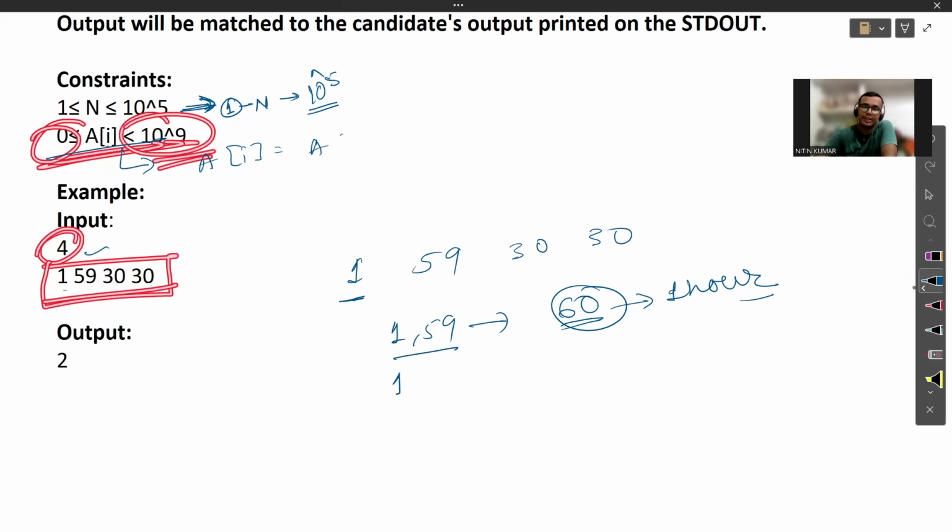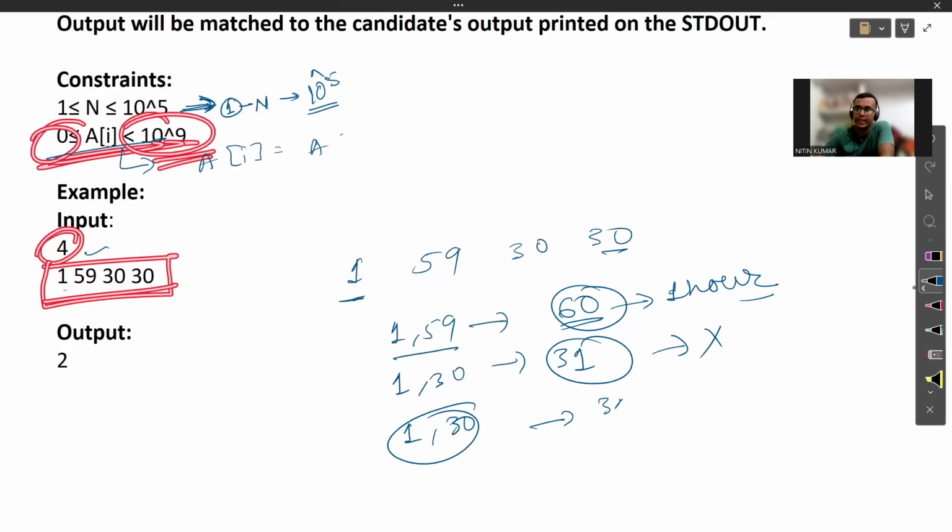Now let's take 1 with another value, 30: that gives 31. Can we take it as a full hour? No, it is not a full hour. Again, take 1 with the other 30 value. Again, 31. Is it a full hour? No. So these are the pairs with 1.